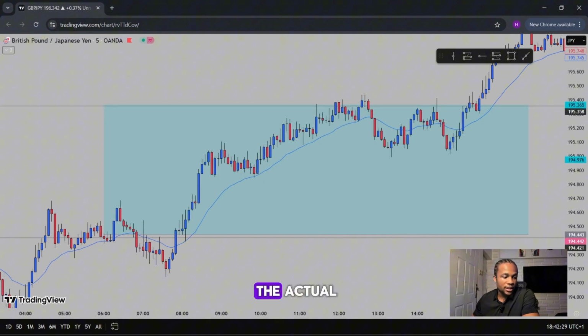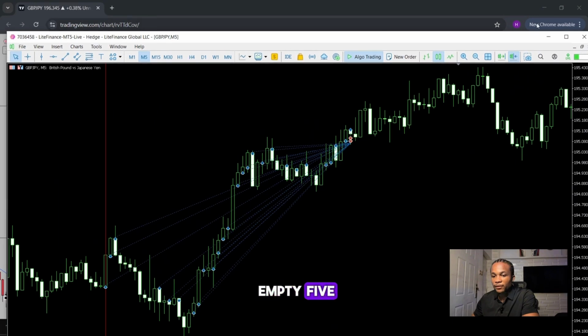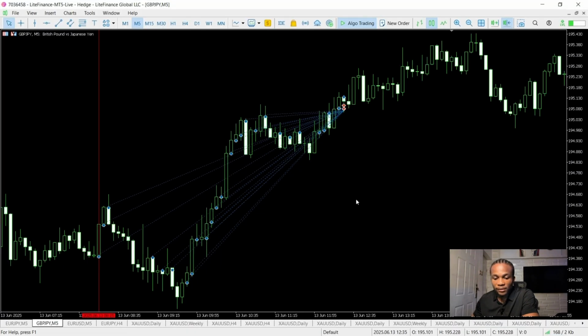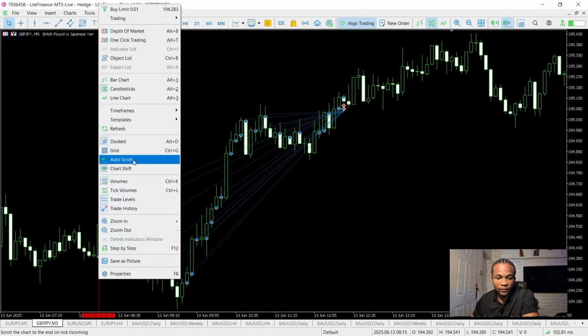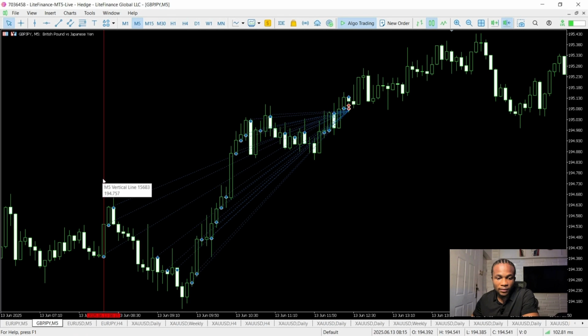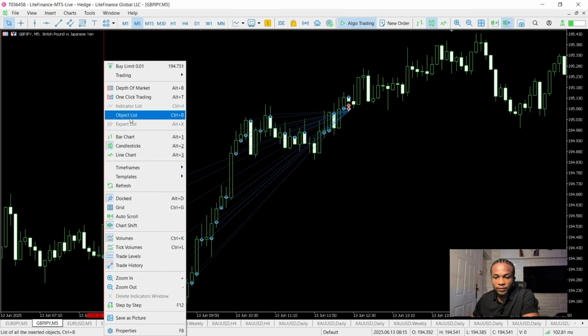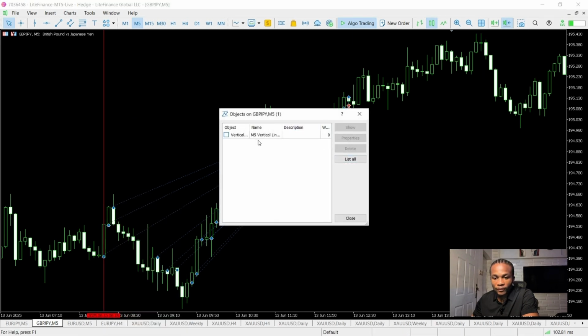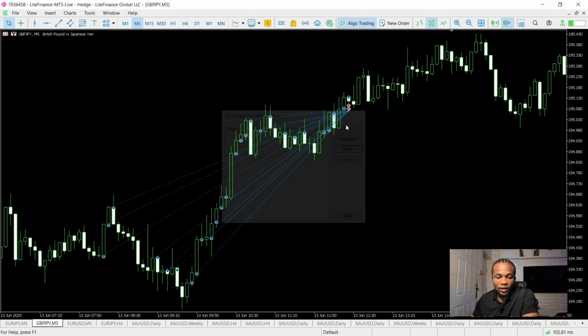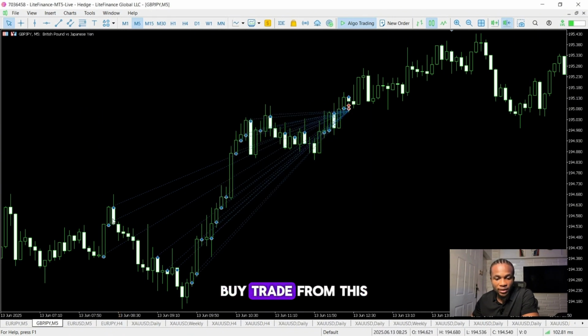Let me check the chart. Let me check my MT5 for the actual trades. So this is my MT5. This is the actual trade I took that morning. This is the actual trade that the robot took that morning. So the robot started taking buy trades from this.